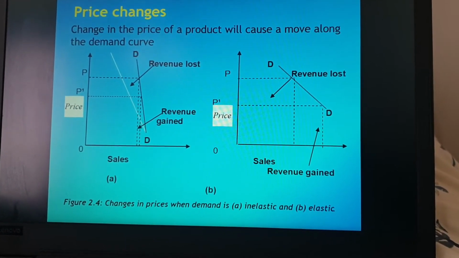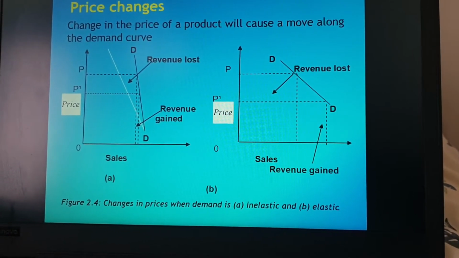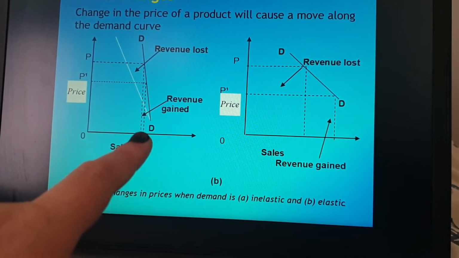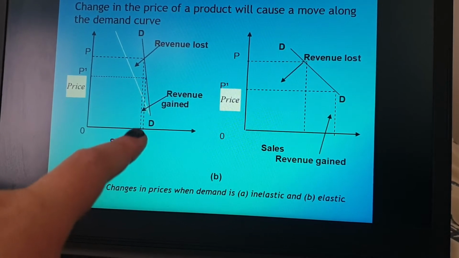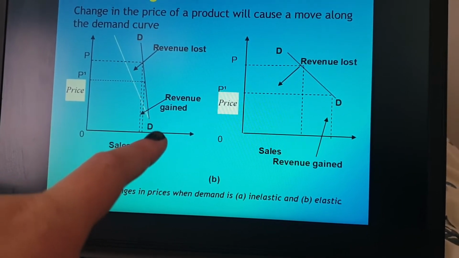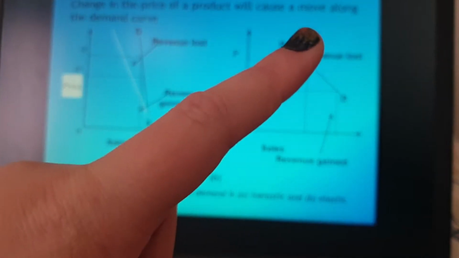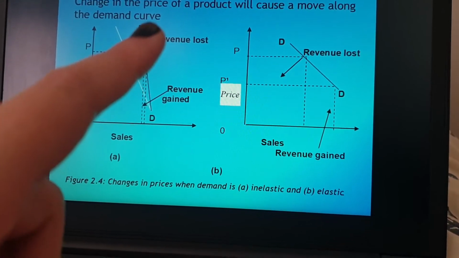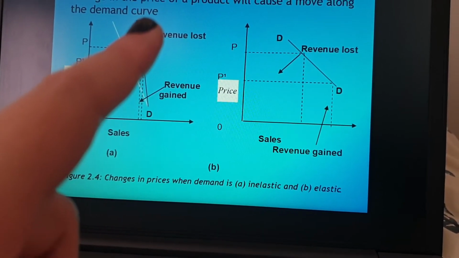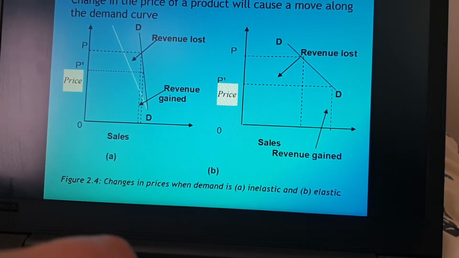Then price changes. Here it just shows you what happens. In the first one, sales. From there, it would have been now Q to Q1. In that little section, revenue will be gained. So this is now change in the price of a product will cause a move along the demand curve. So it's just a move along the demand curve. The curve will not shift. So only a price change can cause a move along the demand curve.